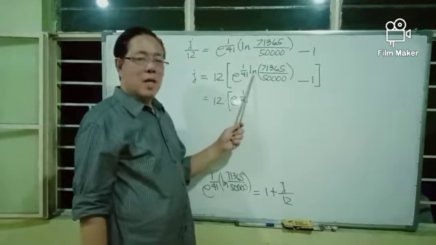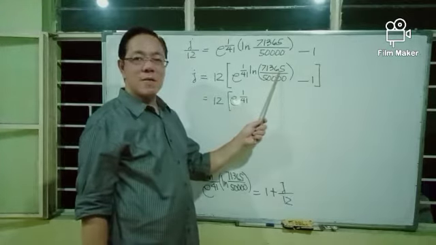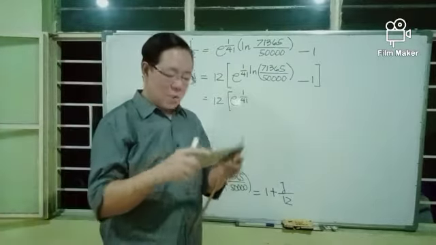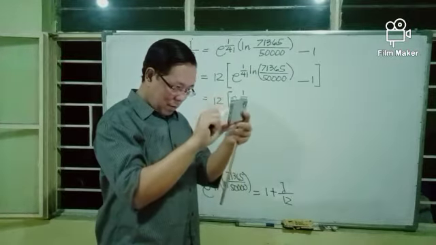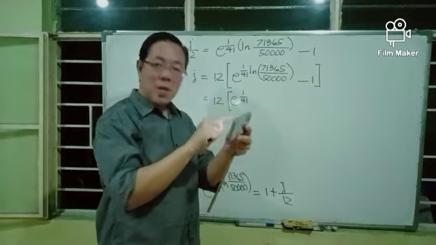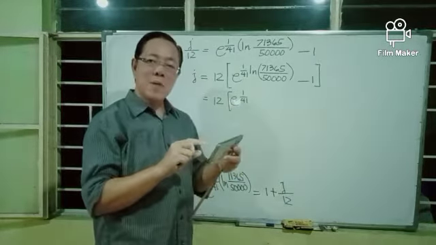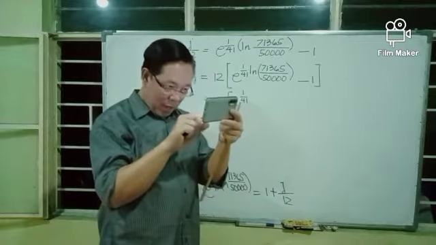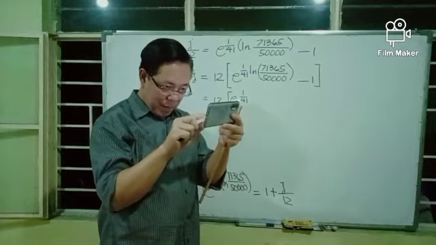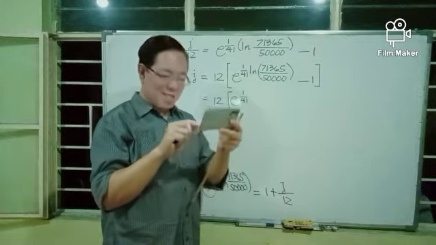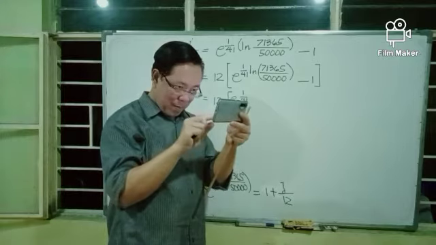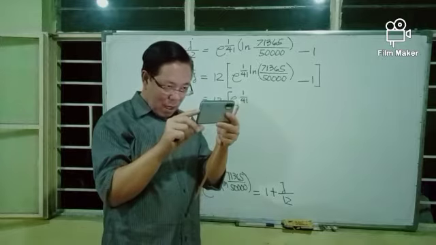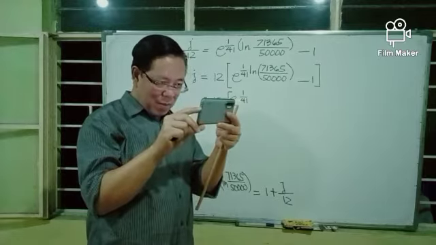I will compute ln of 71,365 over 50,000 using a calculator. You press ln, open parenthesis, 71,365 divided by 50,000, close parenthesis, and you should get 0.3557.